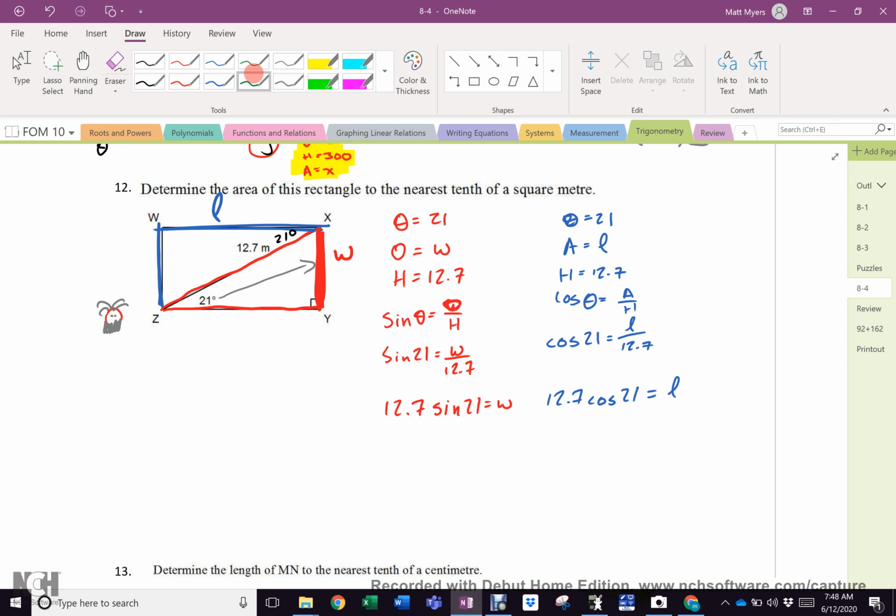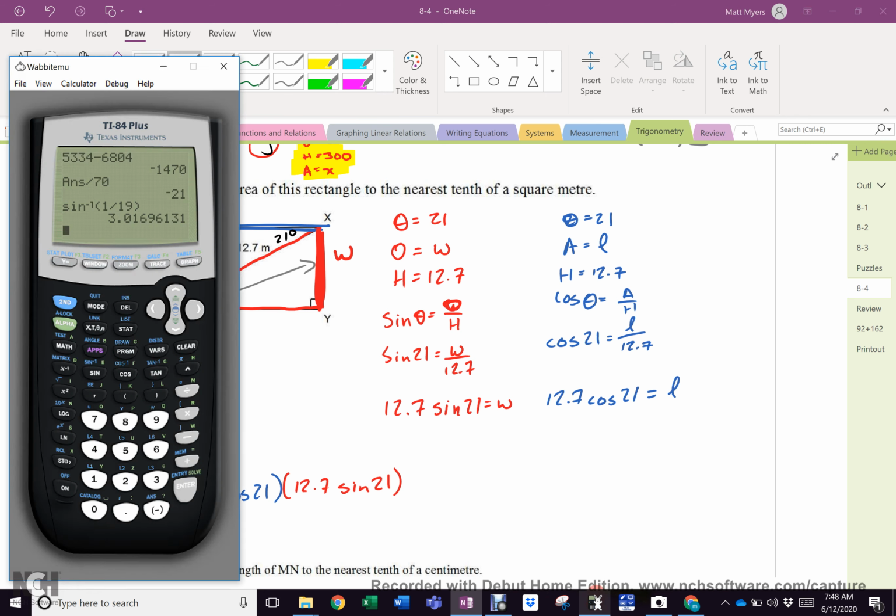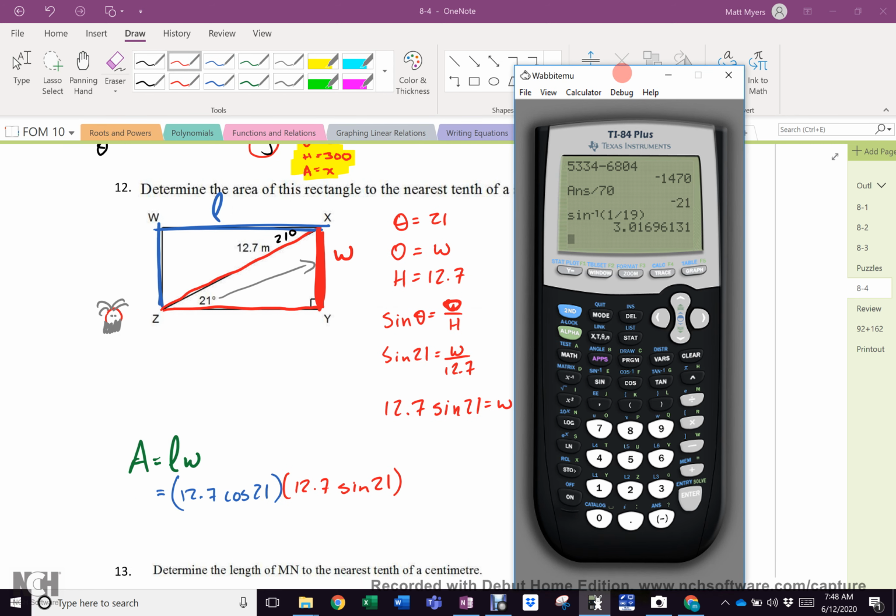Now, we know that area equals LW. Now, you just did systems, that's substitution. Area equals LW. Well, L is 12.7 times cos 21 times width, 12.7 sine 21. So there you could just put it all into your calculator and never have to worry about rounding. 12.7 cos 21, there's the first one, times 12.7 sine 21. Enter. And there's your answer, 53.96, so 54.